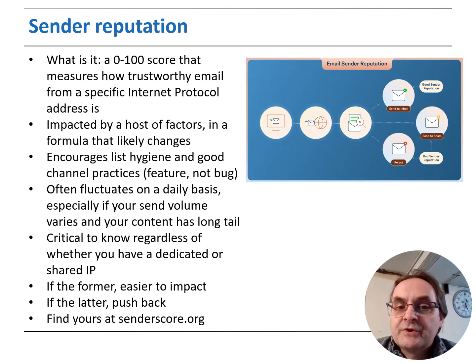Sender reputation is a 0 to 100 score that measures how trustworthy your email is. It will measure it based on the internet protocol address the email is being sent from. Either that will be dedicated if you're sending out a significant amount of email, or it will be shared if you're sending it through a mass provider or haven't had that set up previously. Sender reputation gets tweaked by a number of factors, some of which are guesswork, because an email service provider is going to keep this in the black box.